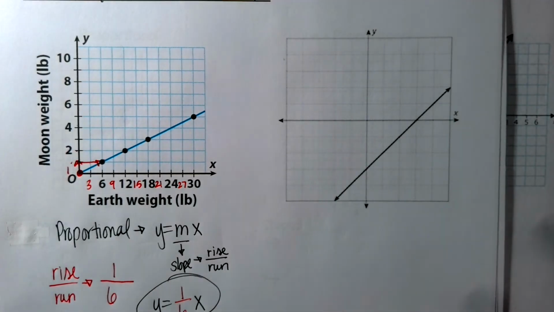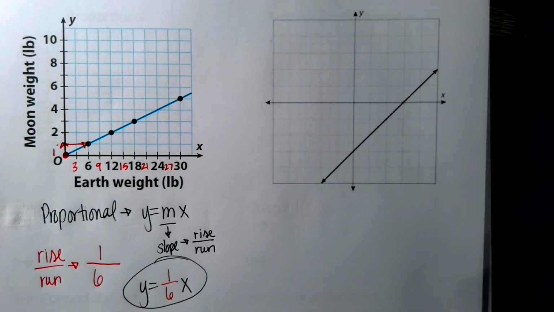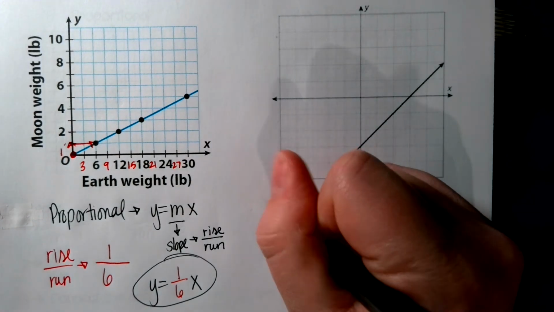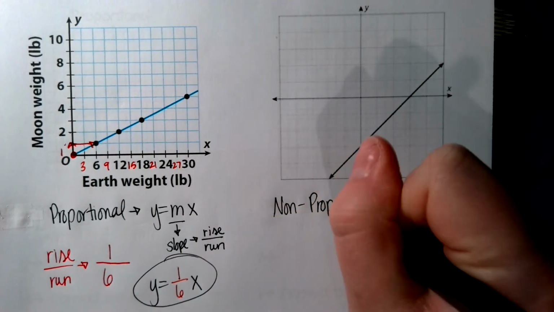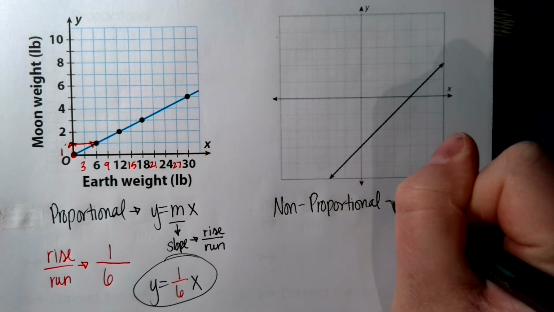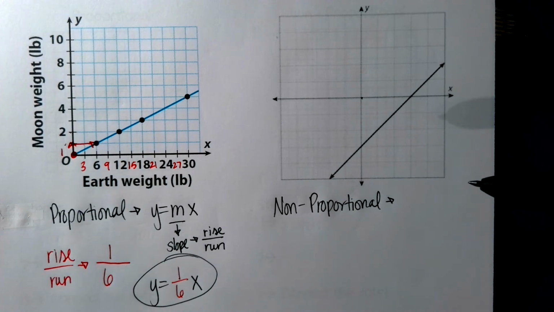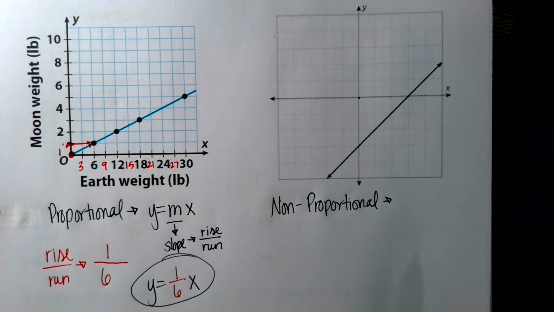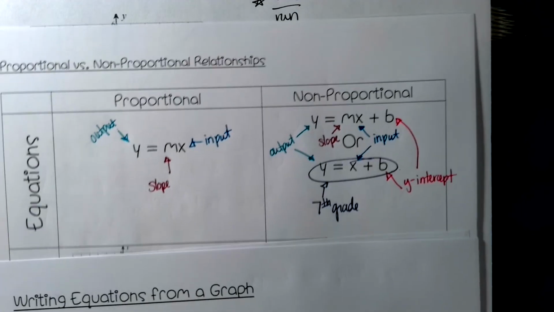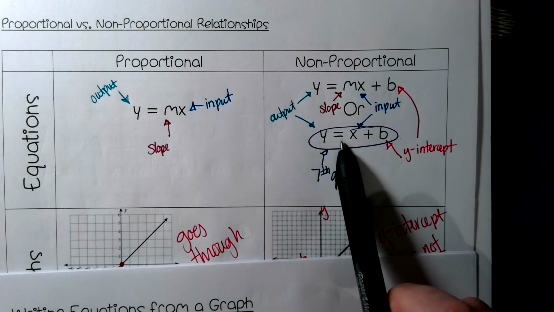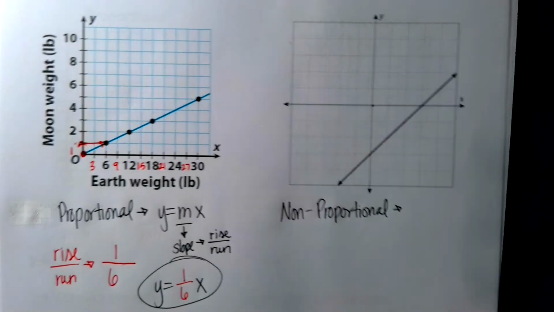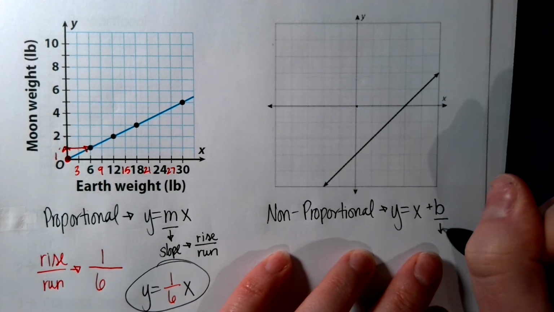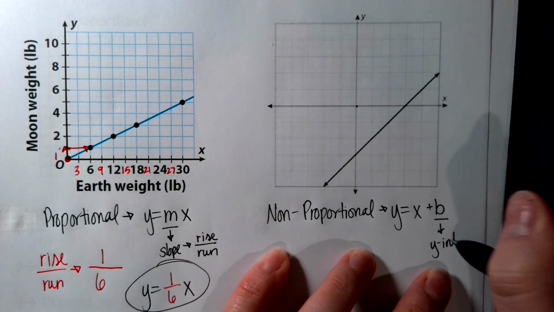So now looking at our second graph, again, we want to start off thinking, is this proportional or non-proportional? This one is non-proportional. How do you know? It does not go through the origin, so it is non-proportional. What is the form of a non-proportional equation for 7th grade? The 7th grade equation is y equals mx plus b. So we need to figure out what this b is. That's our y-intercept.